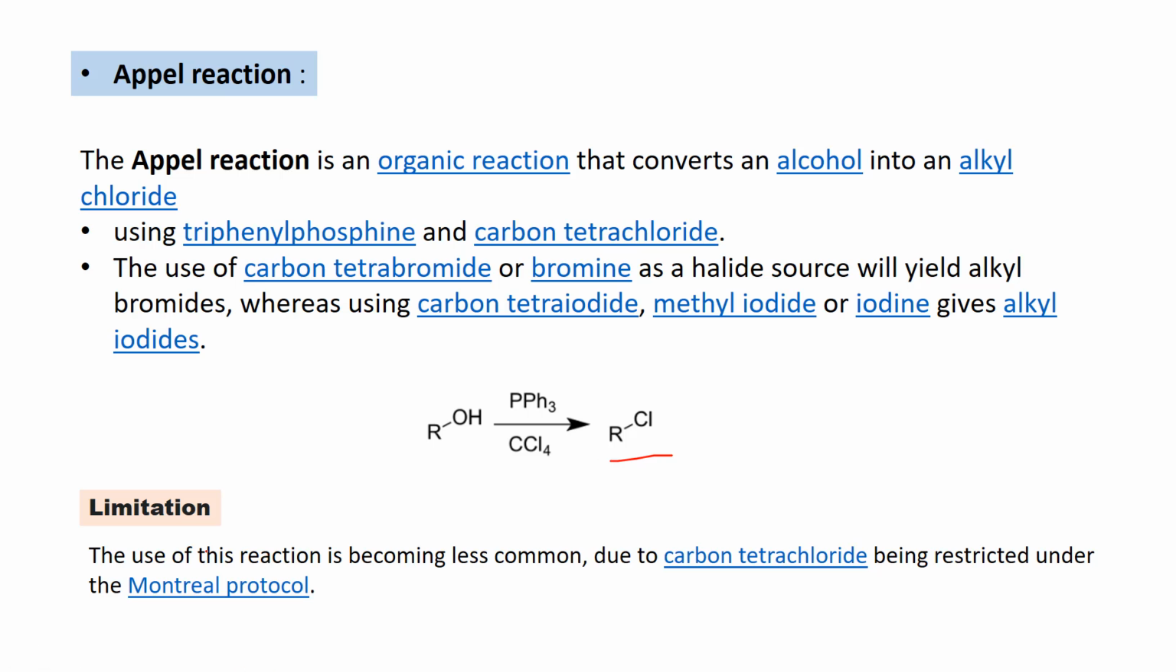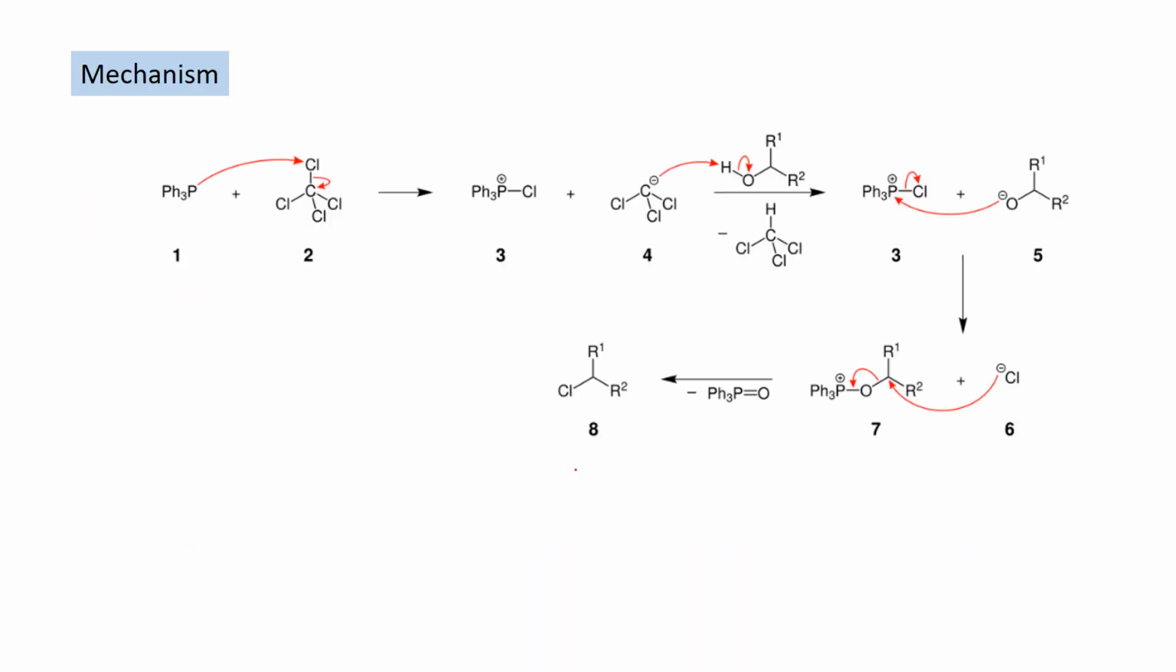What is the limitation of this reaction? The use of this reaction is becoming less common due to carbon tetrachloride being restricted under the Montreal Protocol, because we know that carbon tetrachloride leads to generation of chlorofluorocarbon, so it is a CFC gas, therefore it has a huge effect on our ozone layer. We know about this, so therefore the use is decreasing day by day.